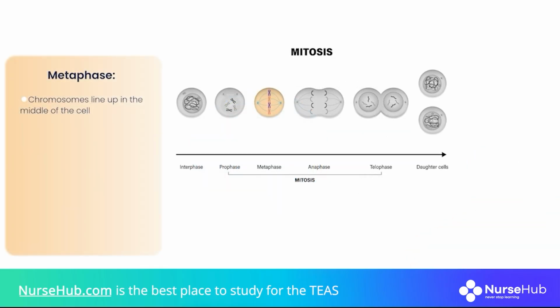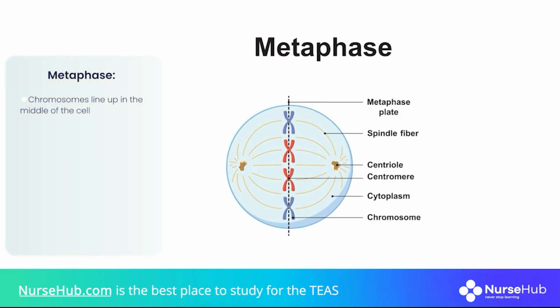Now let's go over metaphase. That's the next stage of cell mitosis, where chromosomes line up in the center of the cell and they get ready to divide. It's like a line dance, right? They're all getting lined up, ready to do their thing.